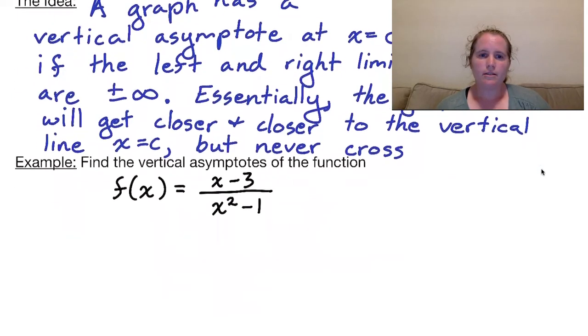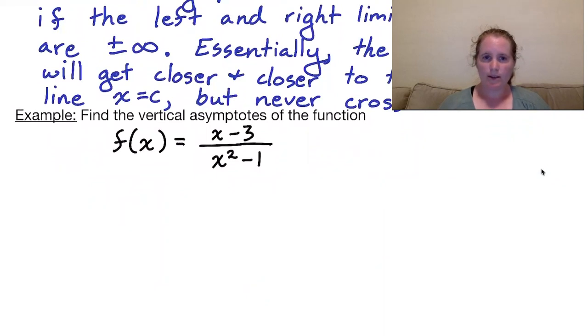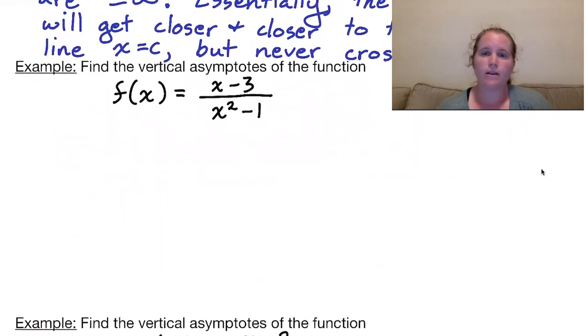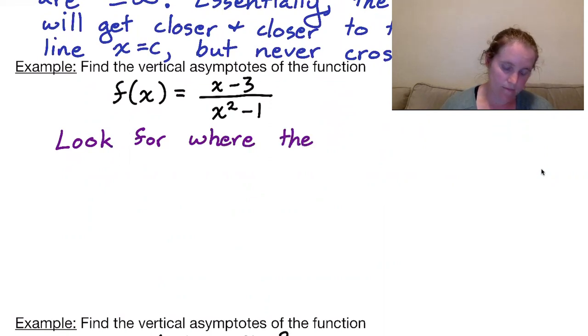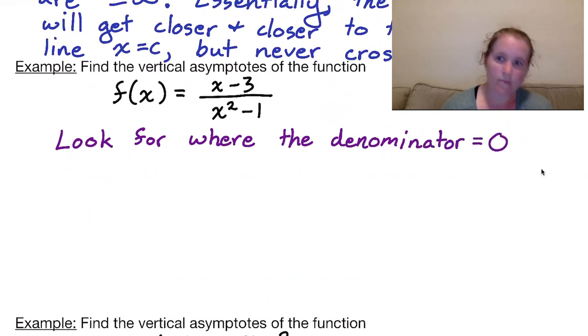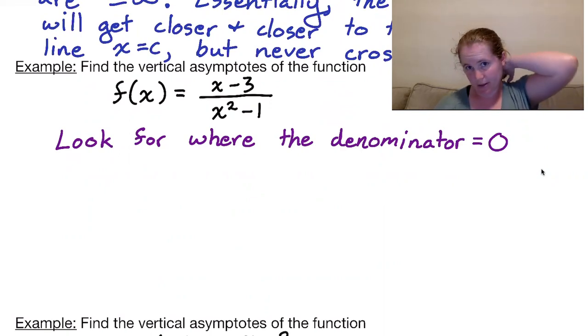So let's consider the function f of x equals x minus 3 over x squared minus 1. And our job is to find the vertical asymptotes of the function. So what we are looking for here is we first look for where the denominator equals 0, and then check that the denominator goes to 0 faster than the numerator.